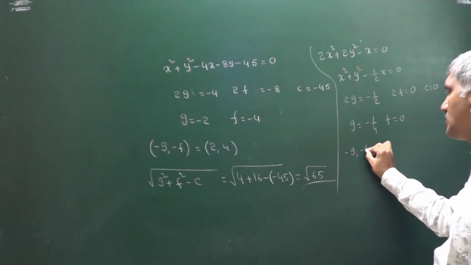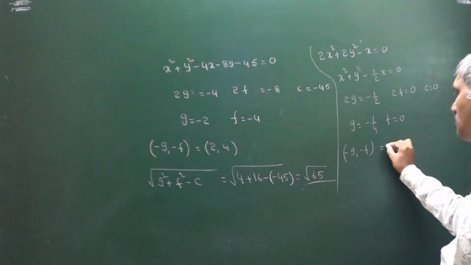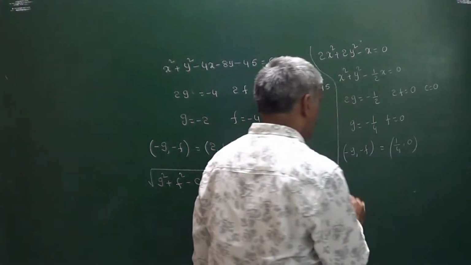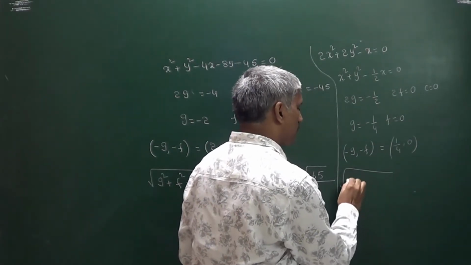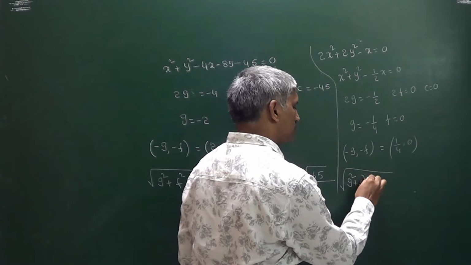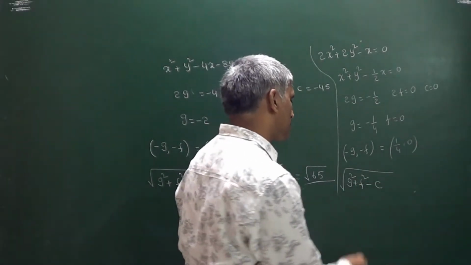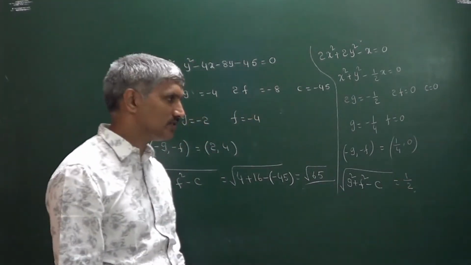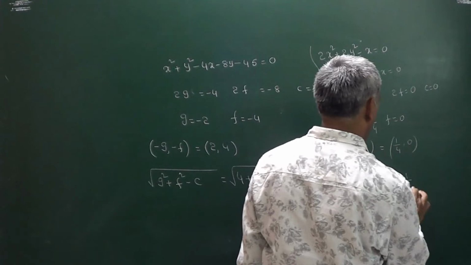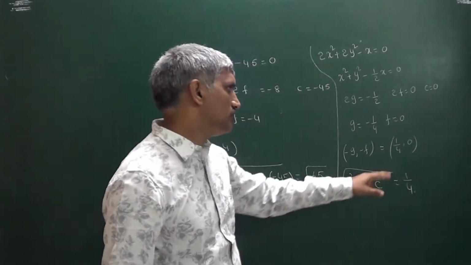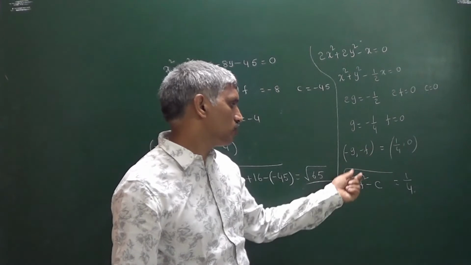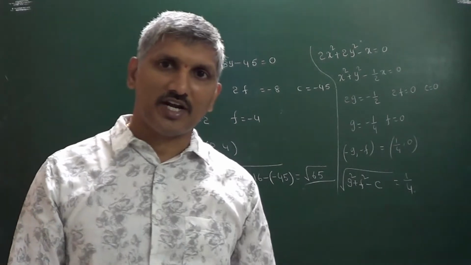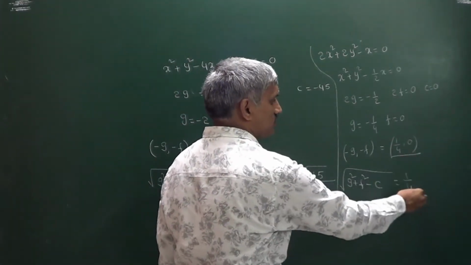So what is the center? Center is equal to minus g comma minus f, that is nothing but 1 by 4 comma 0 is the center of the circle. But what about the radius? Radius is equal to square root of g square plus f square minus c. Okay, so not 1 by 2, 1 by 4 you will get as the radius, because the g value we got is 1 by 4. So 1 by 4 whole square, this is 0, this is 0. So we are getting 1 by 4 as the radius. Center we got and radius also we got.